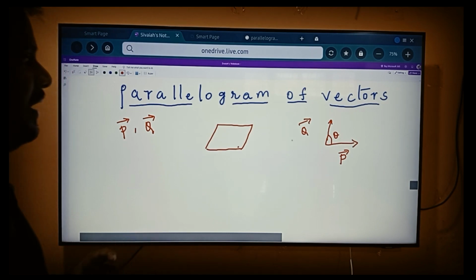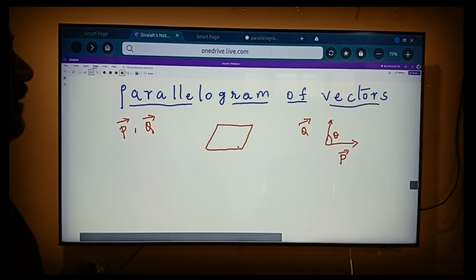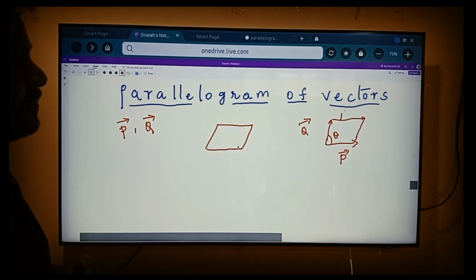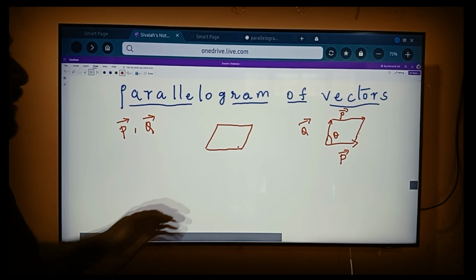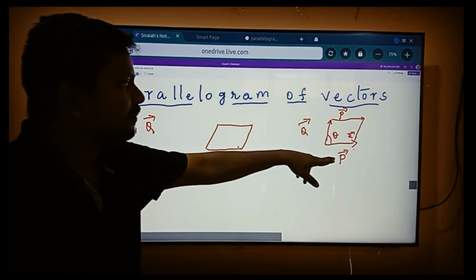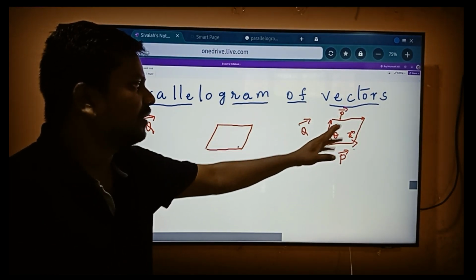Then you can take the parallel sides. Here it is p bar, and here it is q bar. I can take p bar and here also p bar, and here also q bar. These two vectors are equal, so that's the reason I can consider q bar, right? So p bar and p bar, and q bar and q bar.